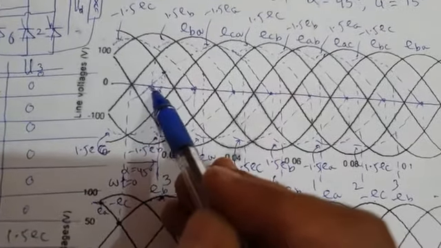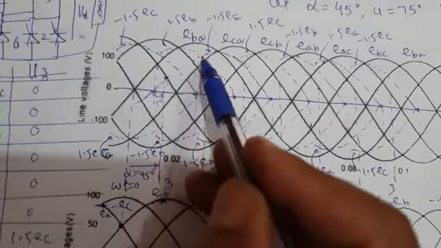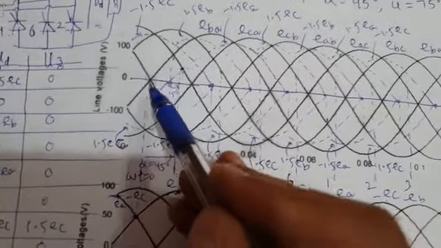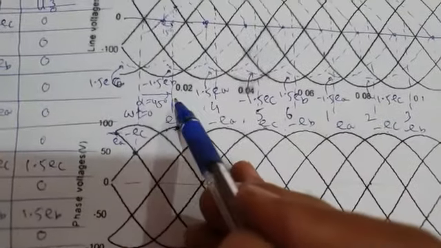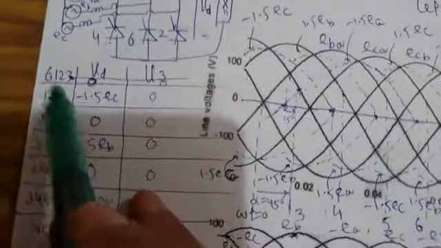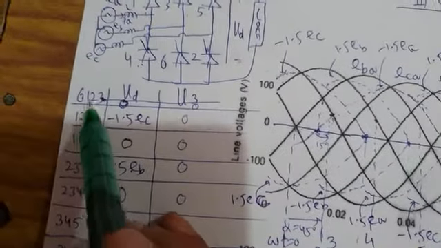So with respect to the actual commutation voltage, minus 1.5 EA, it is 15 degrees only. But with respect to EBA, it is 15 plus 30, 45 degrees, which I have shown here, 45 degrees. So this should be clear to you. Fine. Now let us go to this table for when valve 3 is fired.